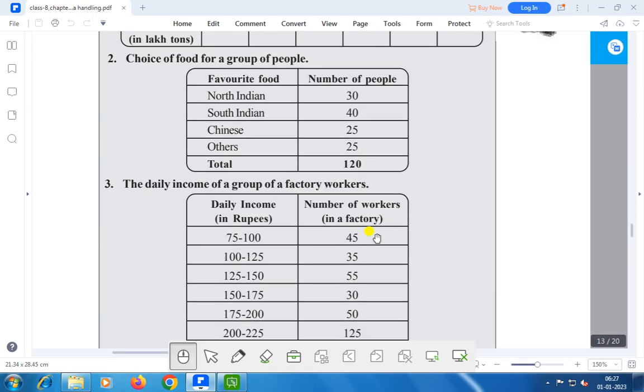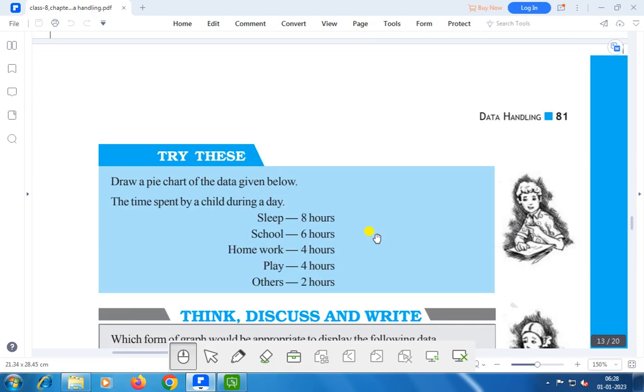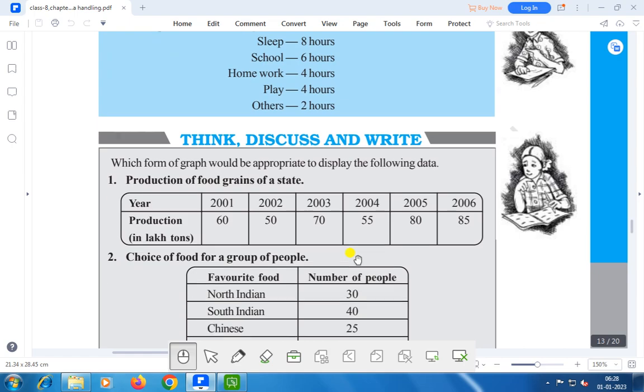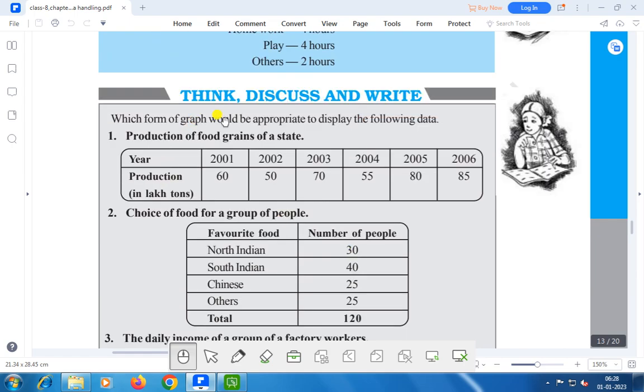Now here you see, in this way you can make various pie charts. Try this. Draw a pie chart of the data given below. The time spent by a child during a day: sleep 8 hours, school 6 hours, homework 4 hours, play 4 hours, others 2 hours. You can make a pie chart. Think, discuss and write: which form of graph would be appropriate to display the following data? Production of food grains of a state: years 2001, 2002, 2003, 2004, 2005, 2006. Production in lakh tons: 60, 50, 70, 55, 80, 85.